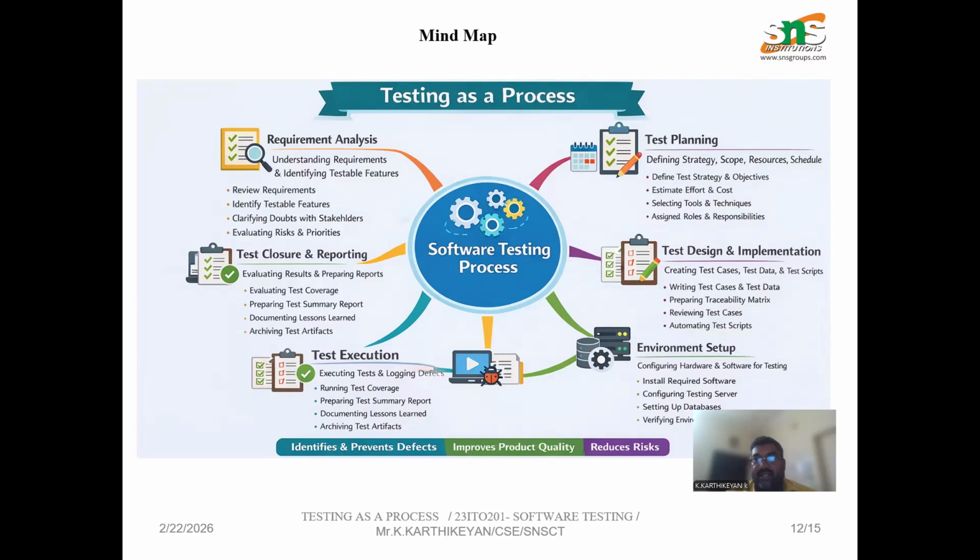This is my testing process as a mind map, so you can easily understand what I talk about today. So this is a mind map. First one is requirement analysis, second test closure report, third execution, and fourth test planning and test design, implementation, environment setup. This is a way to identify, and simply I tell about it: identify and prevent the defects, improve product quality, and reduce the risk.